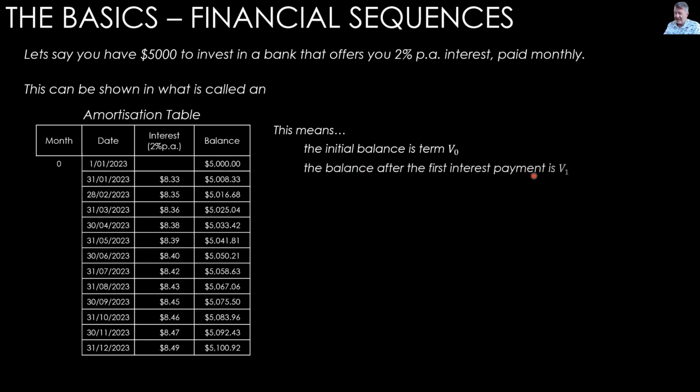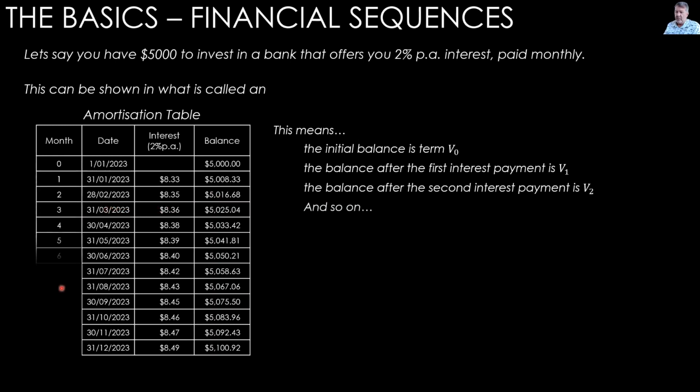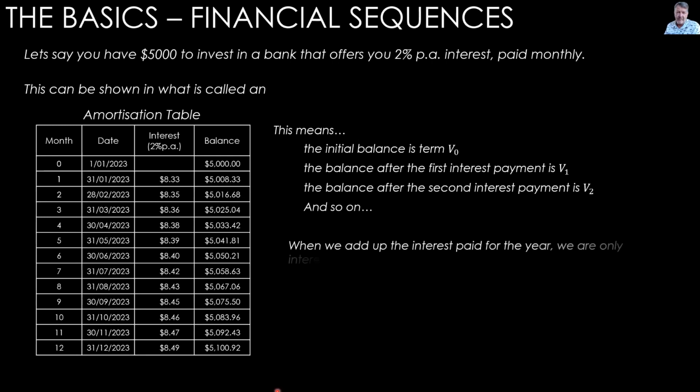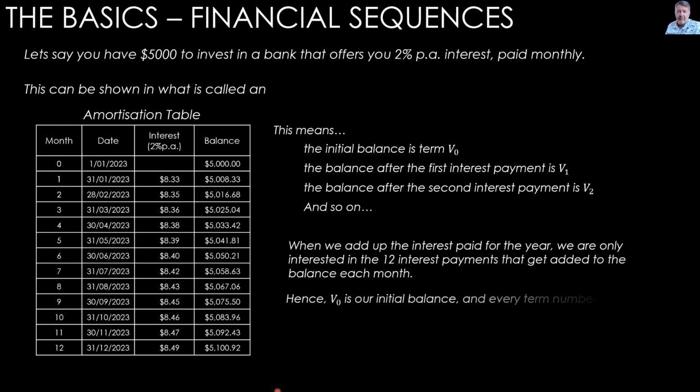The balance after the first interest payment is V1. The second is going to be, of course, V2, and so on. Okay? So it comes all the way down. So by the end of it, you've earned 12 months worth of interest. So when you're dealing with financial stuff, you are really only interested in the interest paid for the year, the 12 monthly interest payments, not the initial balance, which is why we start with V0. In a number sequence, though, you could think of that as the first term, if it was just straight numbers.